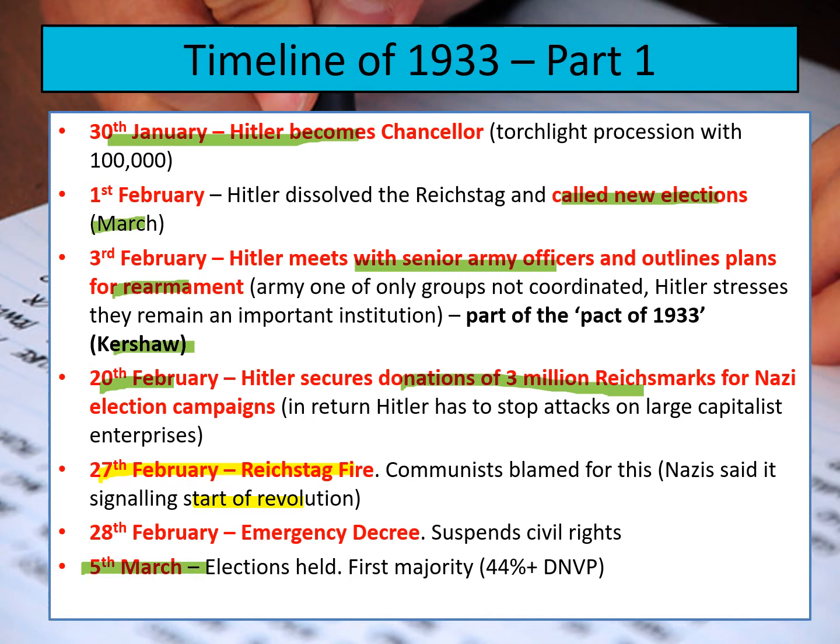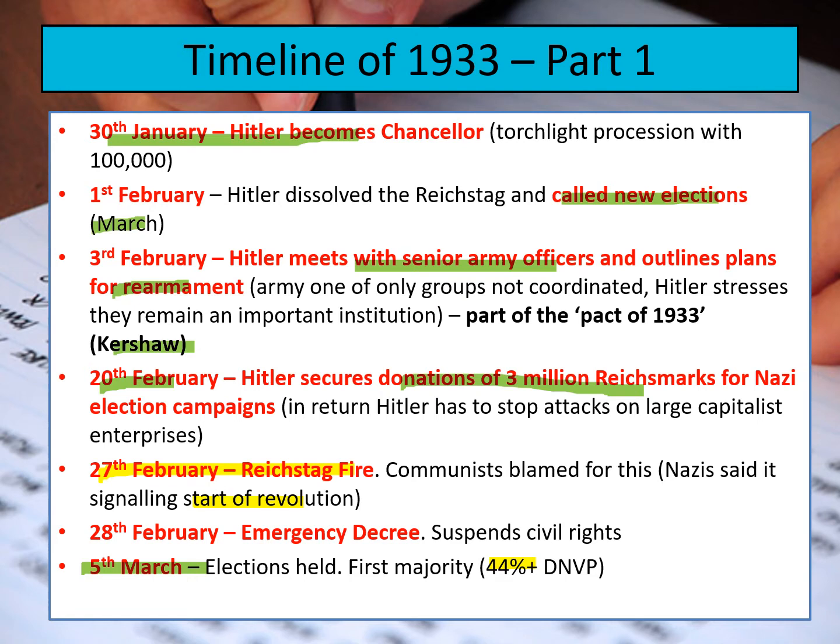Now, that really helped the Nazis because it really scared the middle classes, and some of the middle-class people had been reluctant to vote for the Nazis before, but now that they could see the threat of the communists, they were more likely to vote for them, and that is part of the reason why the Nazis managed to go from having 33% of the vote in November 1932 to getting 44% of the vote in March 1933.